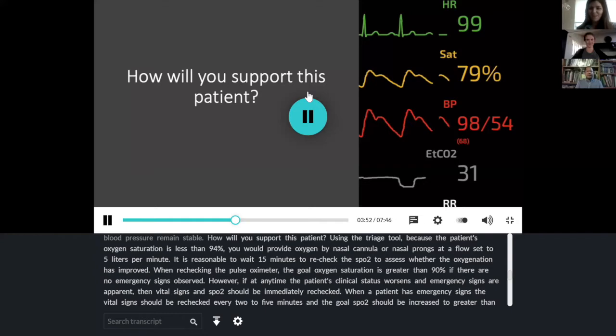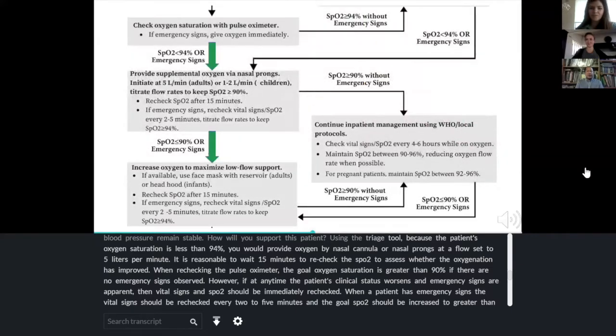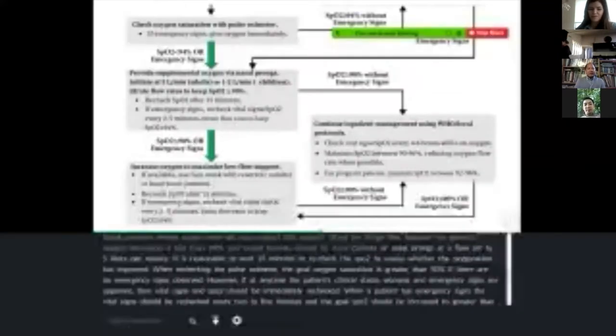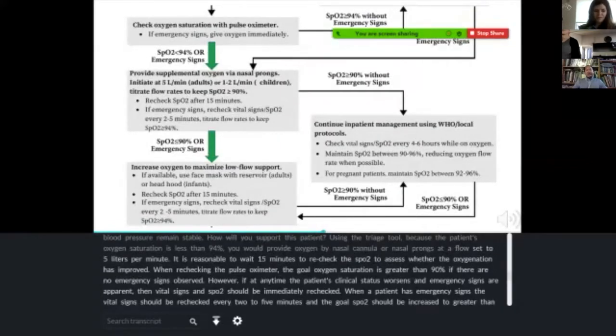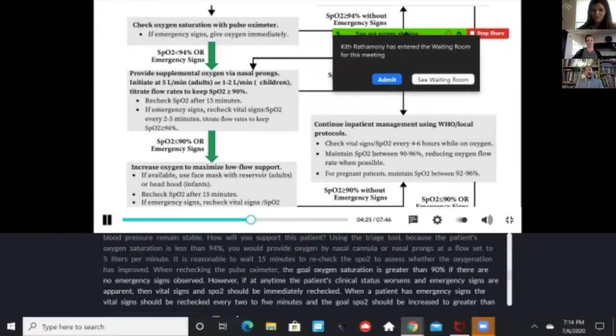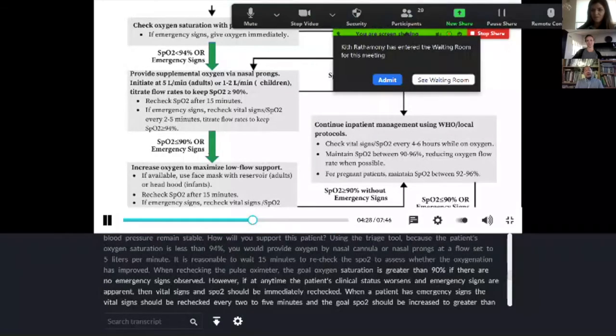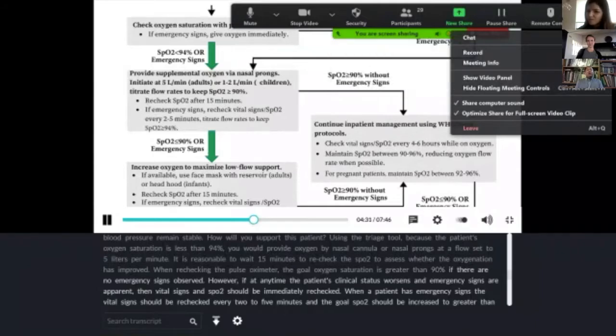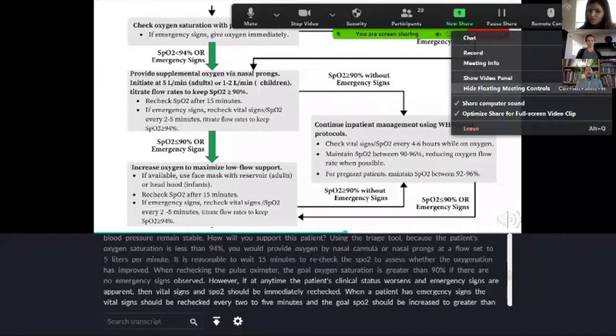How will you support this patient? Using the triage tool, because the patient's oxygen saturation is less than 94%, you would provide oxygen by nasal cannula or nasal prongs at a flow set to 5 liters per minute. It is reasonable to wait 15 minutes to recheck the SpO2 to assess whether the oxygenation has improved. When rechecking the pulse oximeter, the goal oxygen saturation is greater than 90% if there are no emergency signs observed.